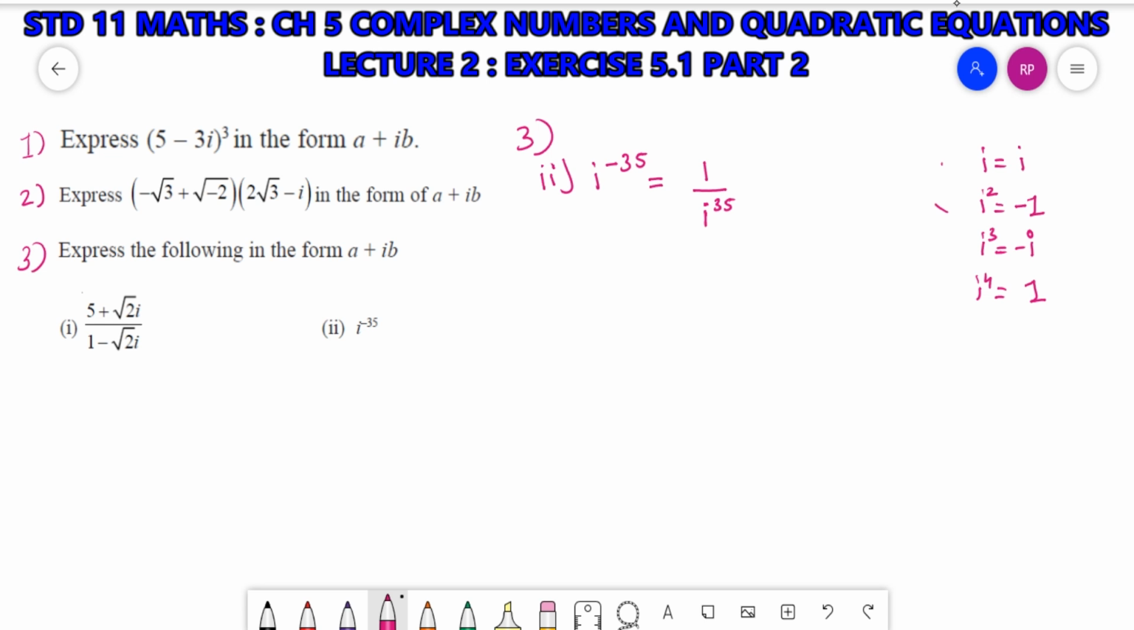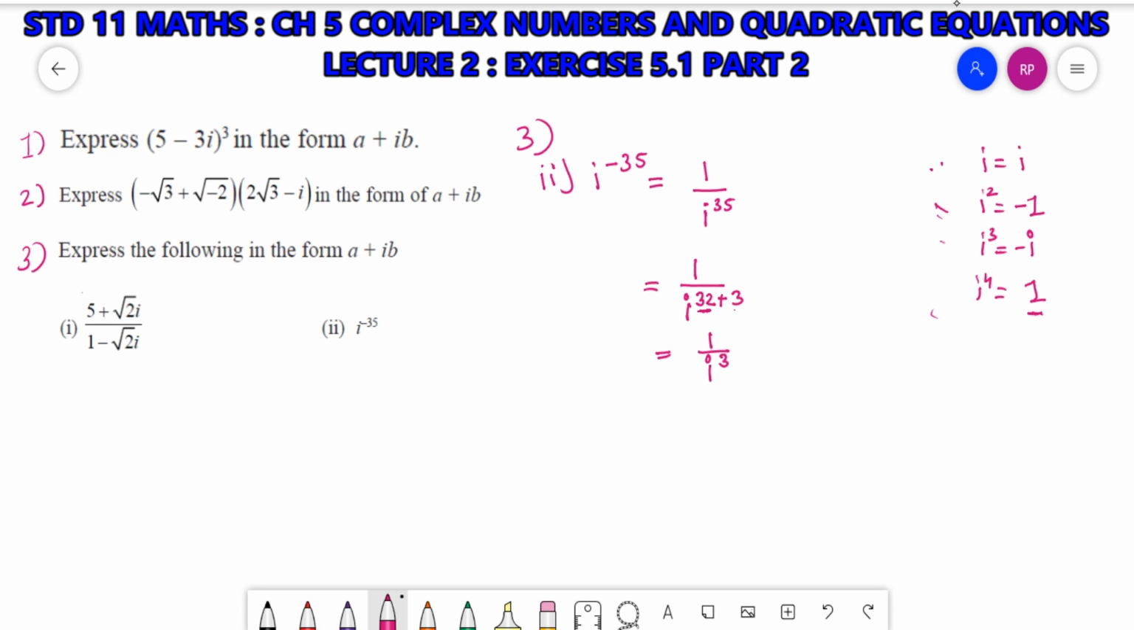So i raised to 5, 6, 7, 8, 9, 10, 11, 12. So what I can do, 1 upon i raised to 35, so the multiple of 4 just less than 35 is 32. 4 8s are 32, so i raised to 32 plus 3. Now this is a multiple of 4, so its value will be 1 into i raised to 3. So this will be equal to 1 upon i raised to 3.